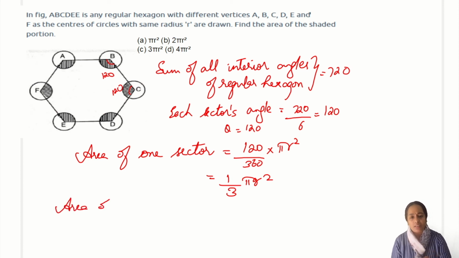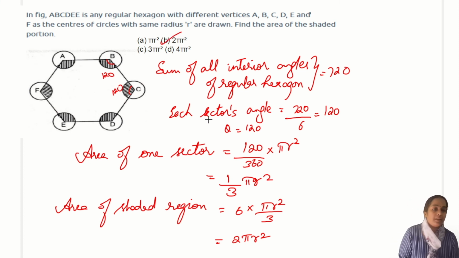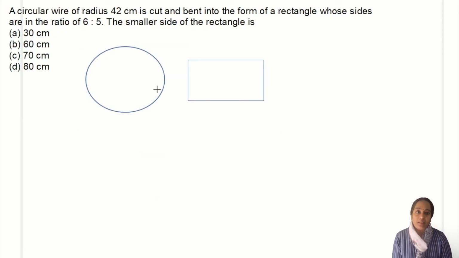Now there are 6 sectors given in the figure there. So area of the shaded region is 6 sectors. So area of the shaded region will be 6 multiplied with 1 by 3 pi r square. So I get my answer as 2 pi r square. So 2 pi r square is option B. Option B is the correct answer, which is 2 pi r square.